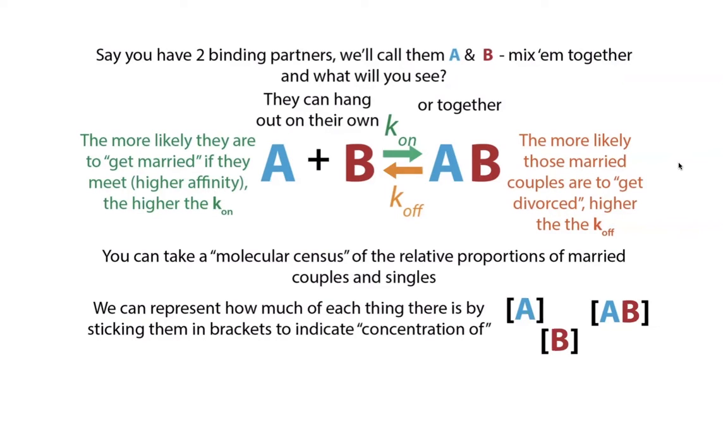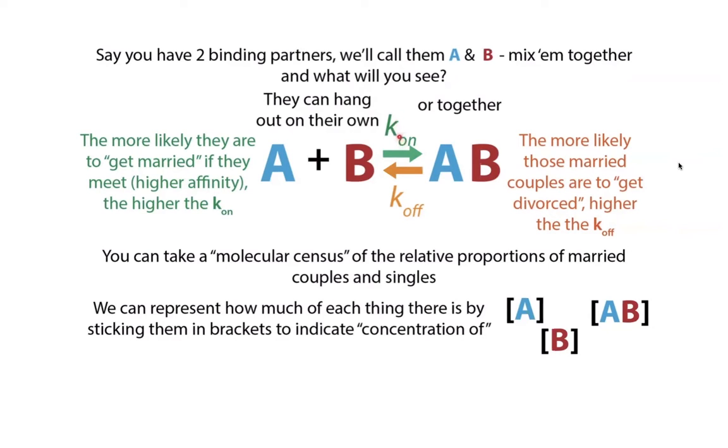And so we can talk about them binding, or like getting married, as I like to think about it. Here, what we're talking about is the forward rate of this reaction: A plus B goes to AB. So this is going to be our K on. Your book refers to this as Ka, but in little ka.